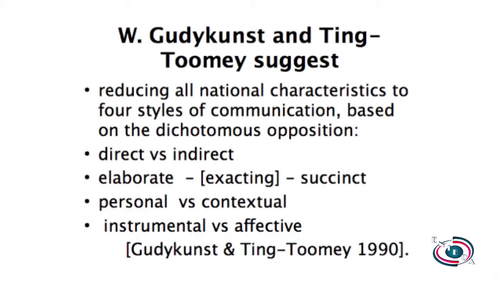William Gudykunst and Ting-Toomey suggest reducing all national characteristics to four styles of communication based on the dichotomous opposition: direct, indirect, elaborate, succinct, personal, contextual, instrumental, affective. As you can see, they are related to the way people reflect their communicative intentions in their speech, to the quantity of speech and its expressiveness, which is considered the norm in a given culture, to the role played by context in communication, and above all, the relationship between the speakers, to the aim of communication and display of emotions. In one way or another, the above-mentioned styles of communication exist in all cultures, but it's important to determine which of them are dominant.